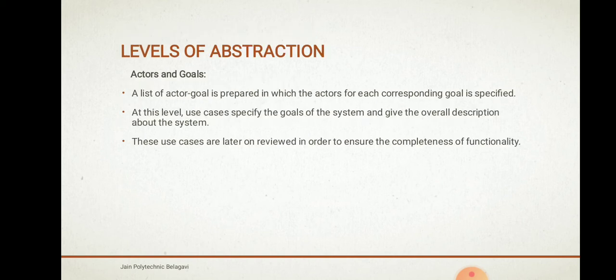These are the levels of abstraction. The first is actors and goals. A list of actor goals is prepared in which the actors for each corresponding goal are specified. At this level, use cases specify the goals of the system and give the overall description of the system. These use cases are later reviewed in order to ensure completeness of functionality. So the level of abstraction involves actors as well as goals. First we prepare an actor goal list, in which the actors for each corresponding goal are specified. At this level, the use case will specify the goals of the system.